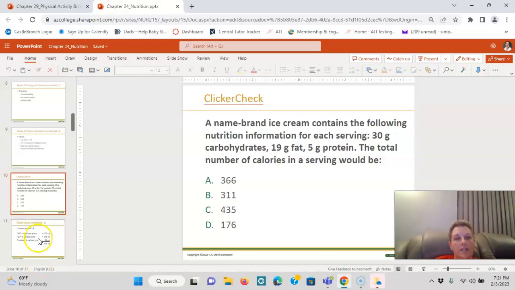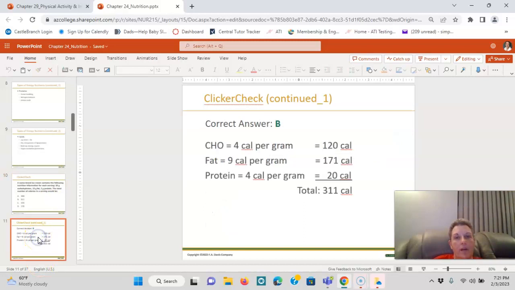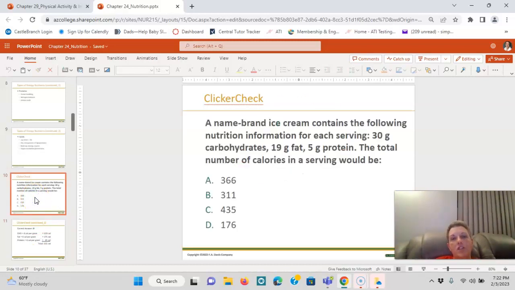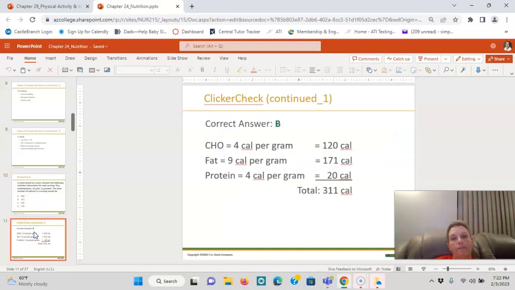Okay? Let's go ahead to the answer so we can describe this a little better for you. So, fats are the most, they're 9 calories per gram. Carbs and protein are giving you 4 calories per gram. So that's 19 times 9, 30 times 4, and 5 times 4. Okay. So 30 times 4 is your 120. 9 times 19 was 171.